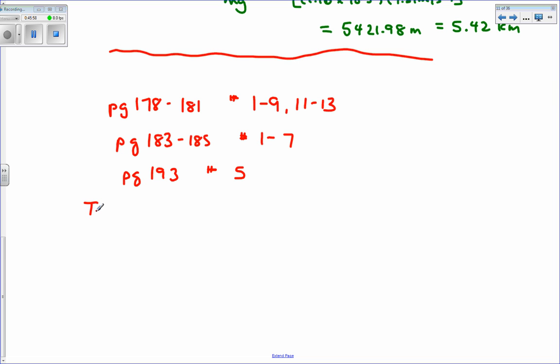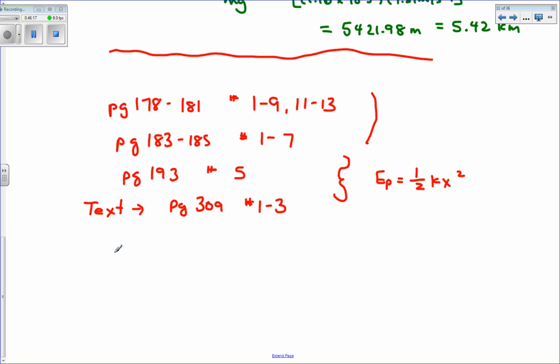And then in your text, page 309, numbers 1 to 3. I think like these two are elastic potential energy. And then these two are kinetic and potential. I can't remember exactly which one is which. And then there's some reading at the back of your notes booklet, page 28 to 31.